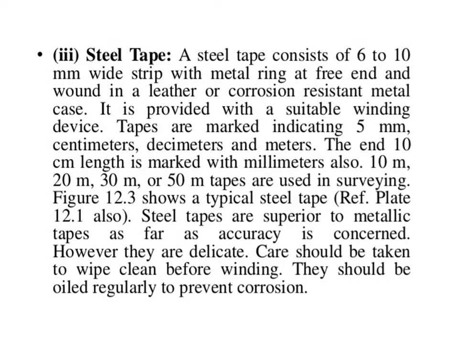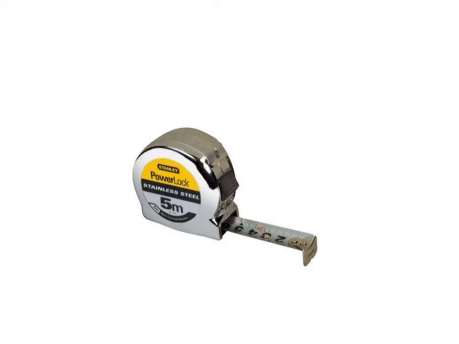Tapes are marked indicating 5 mm, centimeter, decimeter and meter. The end 10 centimeter length is marked with millimeter also. 10 meter, 20 meter, 30 meter or 50 meter tapes are used in surveying. Steel tapes are superior to metallic tapes as far as accuracy is concerned. However, they are delicate. Care should be taken to wipe clean before winding. They should be oiled regularly to prevent corrosion. This slide shows the image of stainless steel tape having length 5 meter.